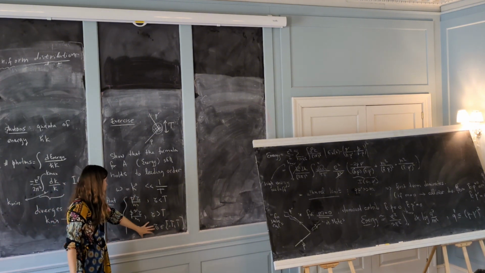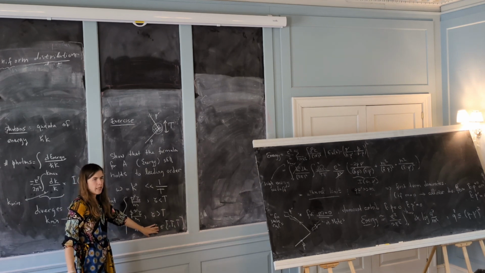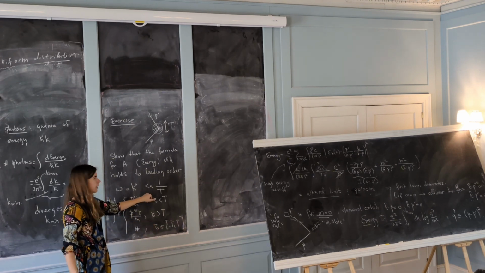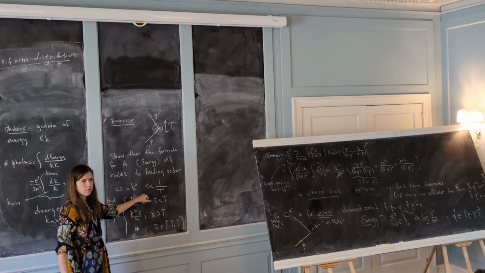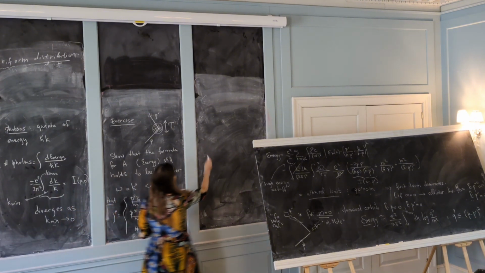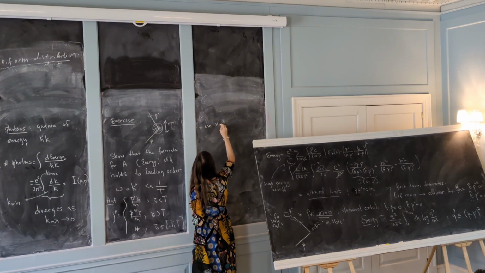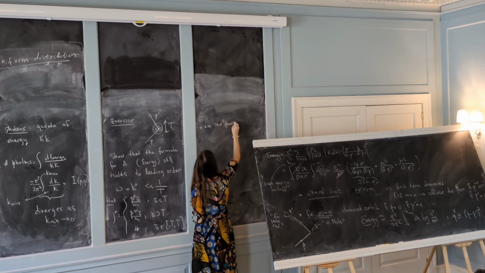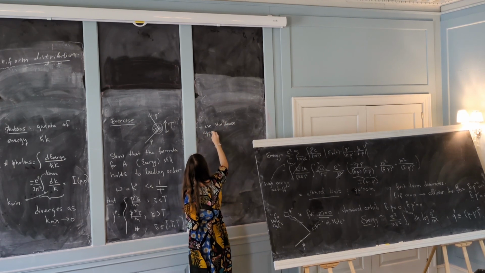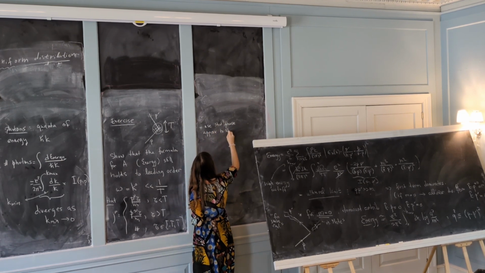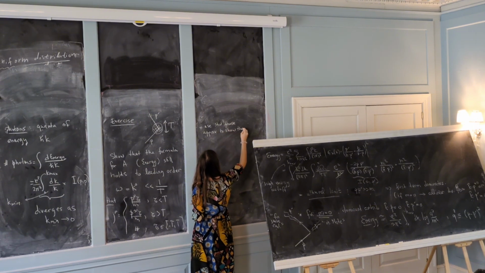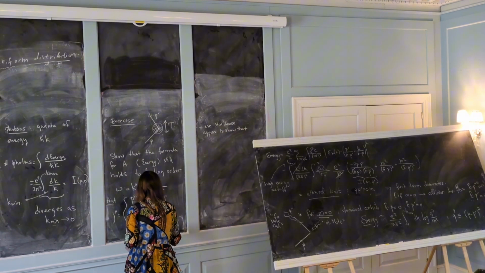Now the idea is to show that whatever this contribution is, it will be subleading in an expansion in this limit. So you will use the stationary phase approximation to show that the contribution from here is subleading.